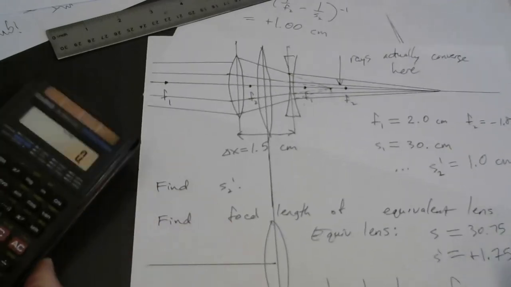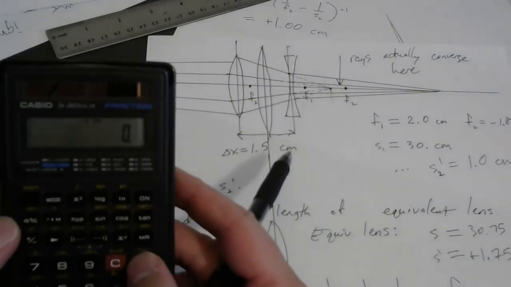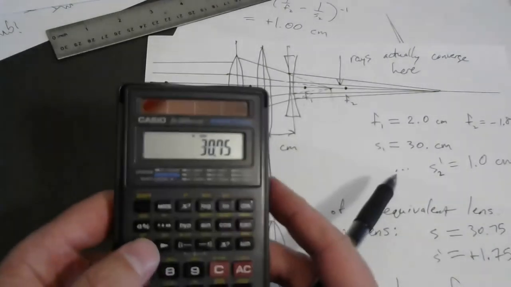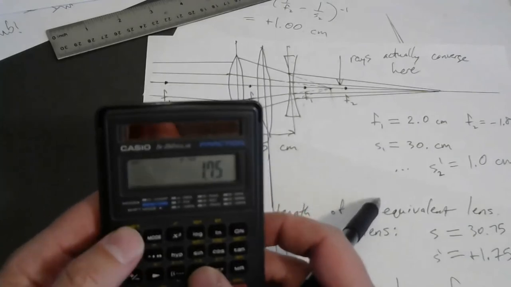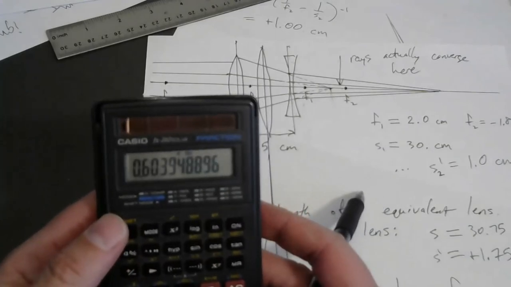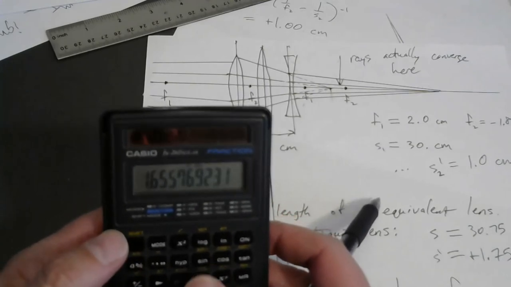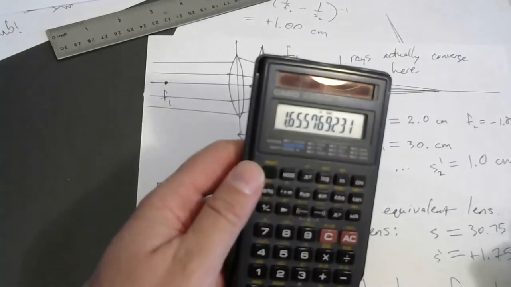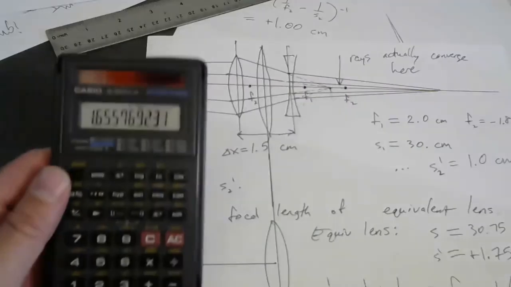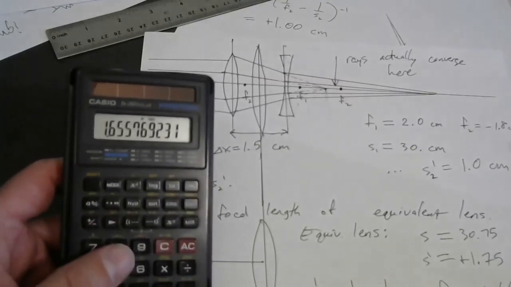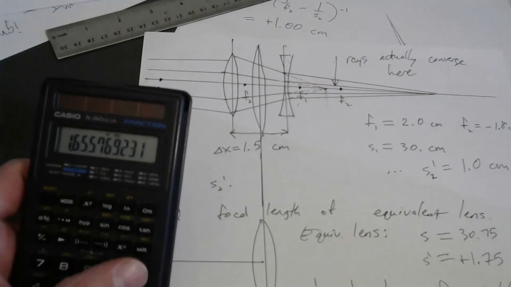So the equivalent focal length would be, I'm curious, how does it compare to the two actual focal lengths? Let's see here, 30.75 reciprocal plus 1.75 reciprocal. Take the, excuse me, not the square root, the reciprocal once more. 1.66 all around. Okay, so it's a number which is less than either of these numbers in terms of absolute value.